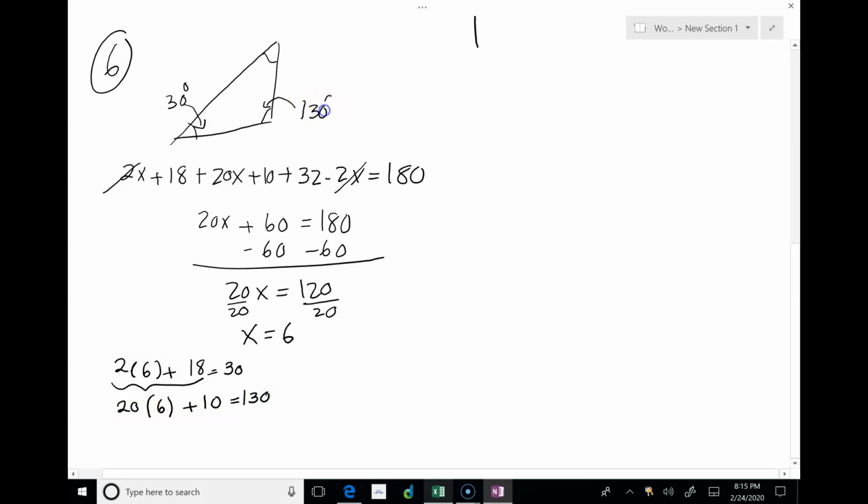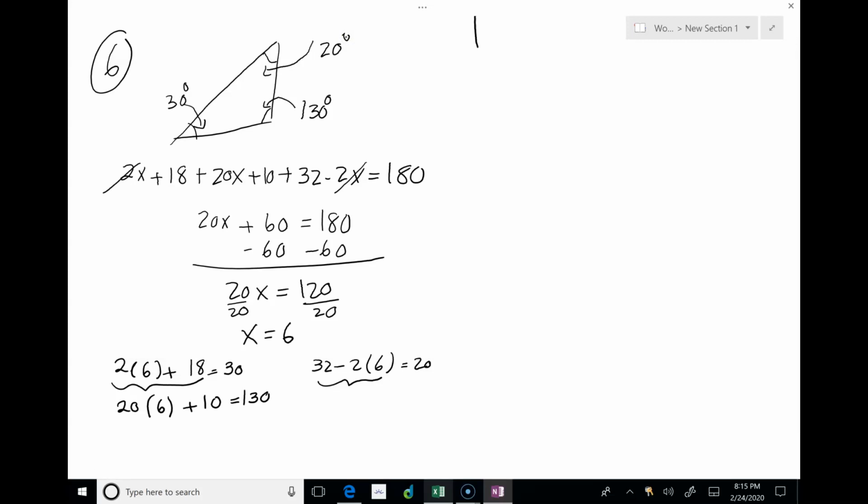So that's 130 degrees. You may add these two, which is 160, and then knowing from 180 you have 20 more. Or you can use the third angle formula. It's 32 minus 2x, where I replaced x by 6, which is 20. So 20 degrees is the angle of the line. Okay.